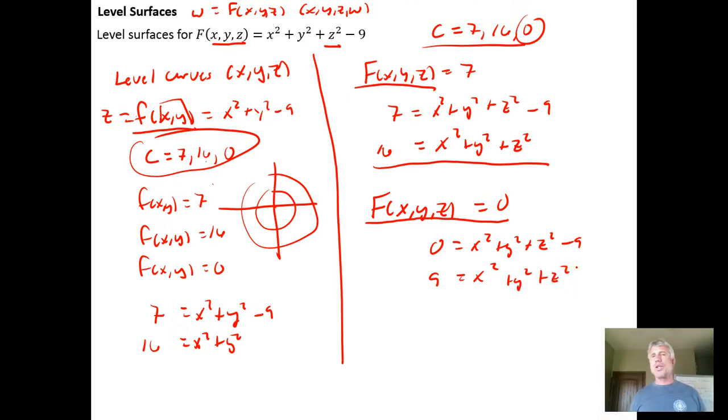So that's all a level surface is. As we move up a dimension from a function of two variables to a function of three variables, instead of level curves living in the xy plane, we get level surfaces living in space, in three-dimensional space.